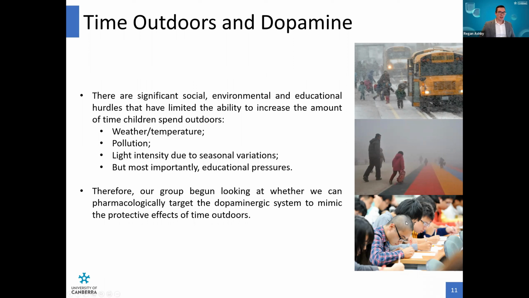But the most important of these factors has actually been educational pressures. And this has been most notable in those areas of East Asia, where there's been significant pushback about the idea of increasing the amount of time a child spends outdoors because it takes them away from their study time. And because educational achievement is so important, a lot of the times parents are unwilling to have their kids spend time outdoors, even though it could protect them from developing myopia. So based on this, our group said, well, can we develop a pharmacological agent that simply mimics time spent outdoors by stimulating dopamine release from the retina? And that is where the idea of levodopa comes from.